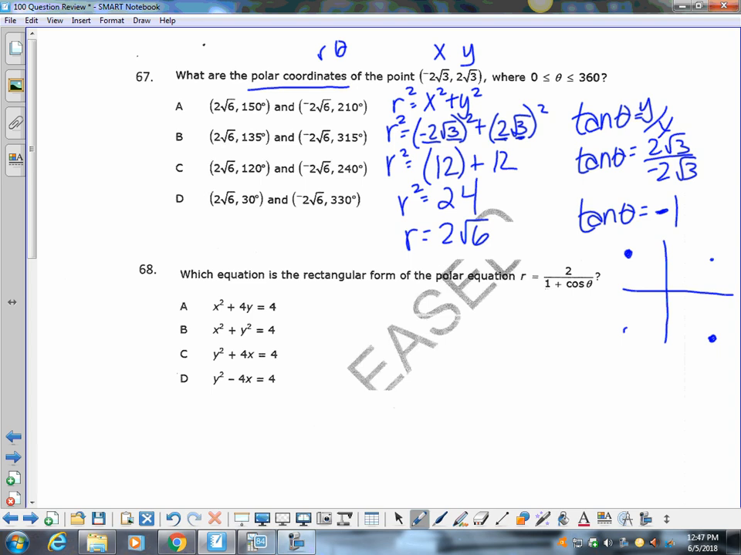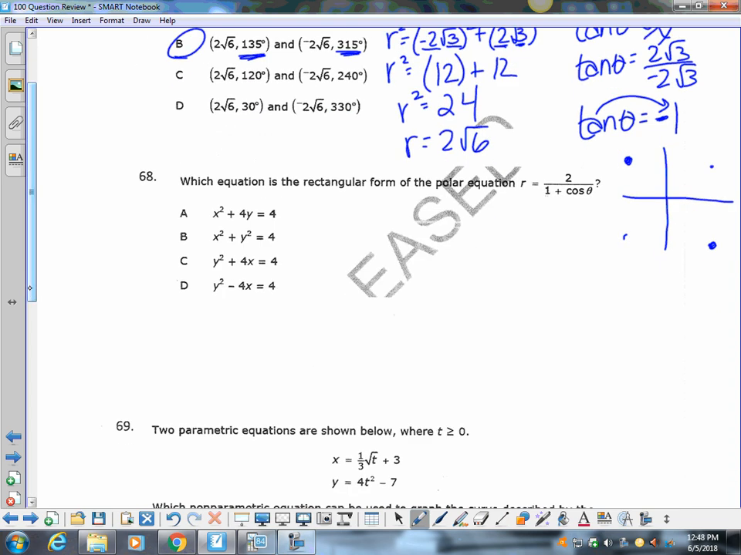So I'm going to look at my angles. 150, no, 135 is one of my 45s. And 315 is my other 45. Now, again, if that blows your mind, just tangent inverse your negative 1, and that'll give you your 135. And then just add 180 to it to get the other one. So that's 67, and then we got to do 68.